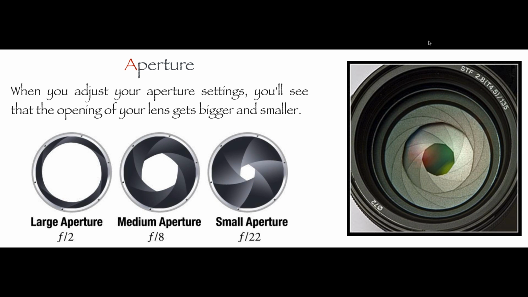So the aperture, this is the f-stop. What is the aperture? When you adjust your aperture setting on the camera, the f-stop, you'll see that the opening of your lens gets bigger and smaller. In other words, if you look at the photo that I'm showing you right here, if you have a large aperture, and the large aperture means that you have a very low number right next to your f, that your f-stop would be a 2. Look at the size of the opening in your lens. That means that when you take your photo, there's a lot of light that's going to come through that lens, meaning that your photo is going to have a lot of light.